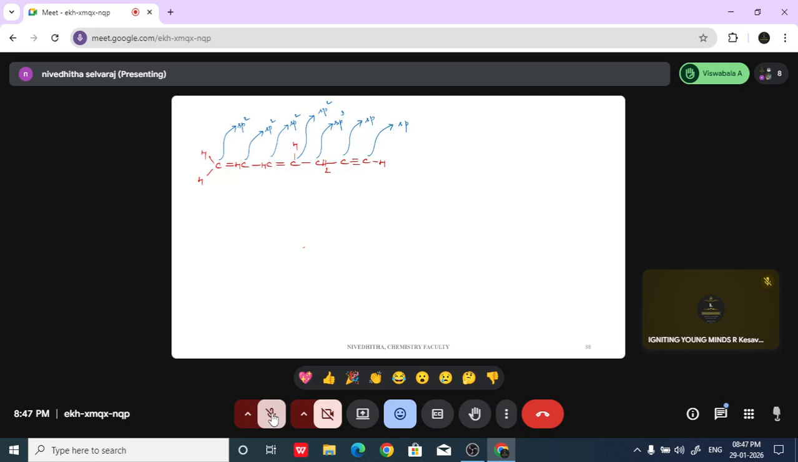See, a very classic example. I'm going to write the structure, and that too in bond line representation, which is a very famous one. You would have studied it in your 10th standard itself.